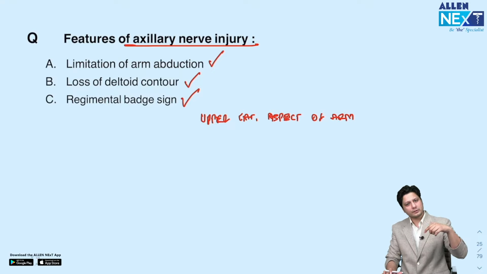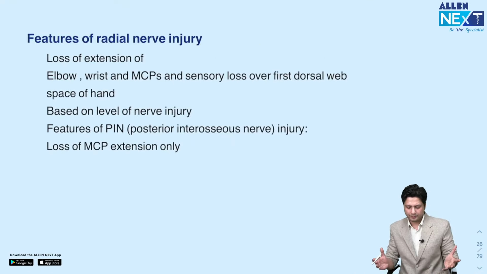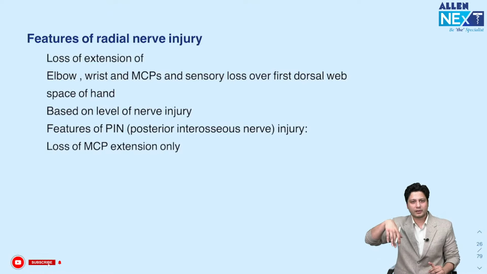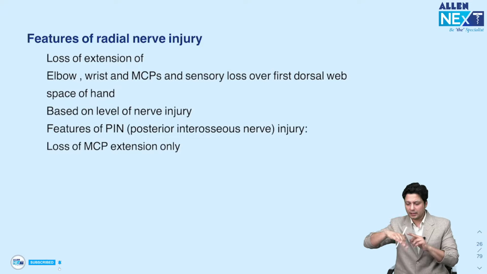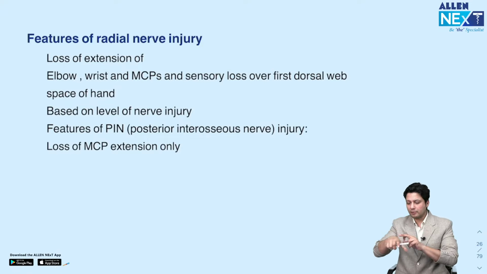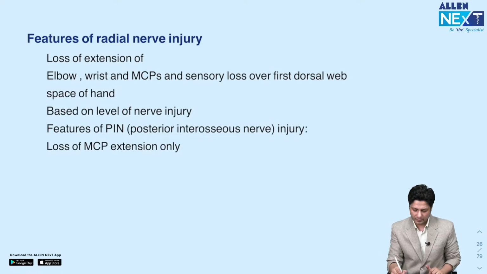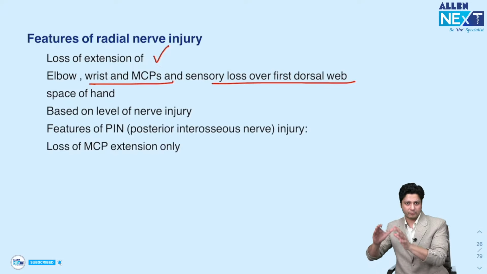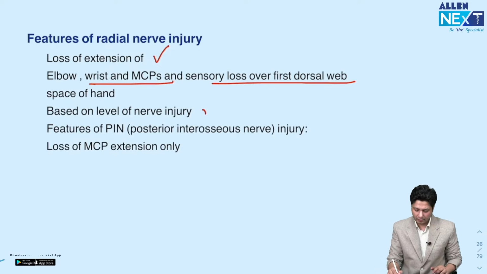This is how the questions are getting asked. Simple. Then features of radial nerve injury, all of you are aware, wrist drop will be there. Inability to extend the metacarpophalangeal joint will be there. Then there will be a loss of sensation over the first dorsal web space of hand. So loss of extension of elbow, wrist and MCPs, and the sensory loss over first dorsal web space of hand, based on the level of nerve injury.